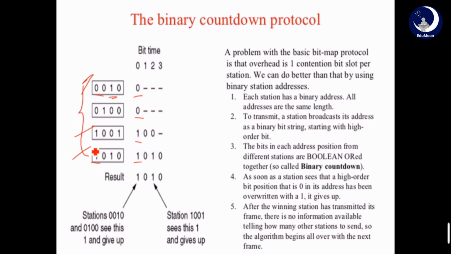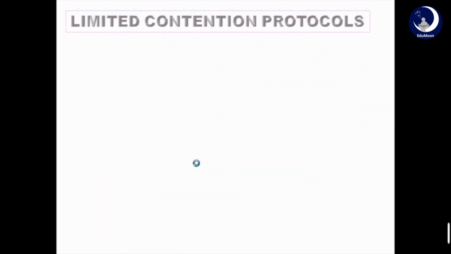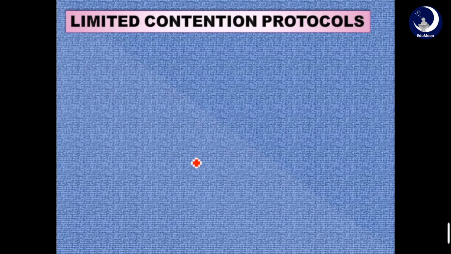In the next time slot, the second bit of these 2 stations will be checked, which is 0, so it shifts. It compares the next bit. Here, for station 1001 the next bit is 0, and for 1010 it is 1. So this will be the winner. This gets the chance to transmit first, and the process follows until all the stations get the chance to transmit the data. Next is limited contention protocol.